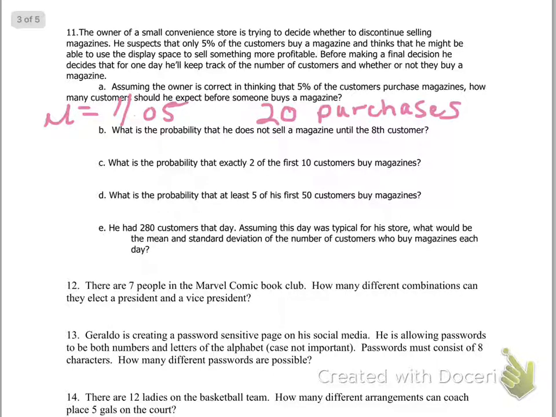What is the probability that he does not sell one until the 8th? So this is the probability that x is equal to 8. So this is 0.95 to the 7th times 0.05 to the 1st. And again, I think that's easier to do with the calculator. 0.0349.